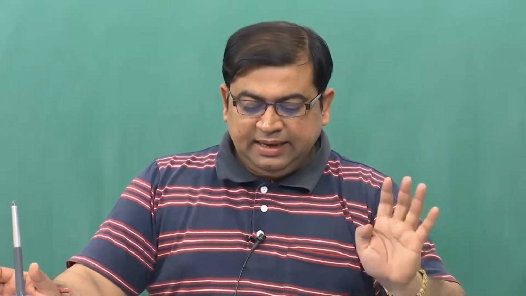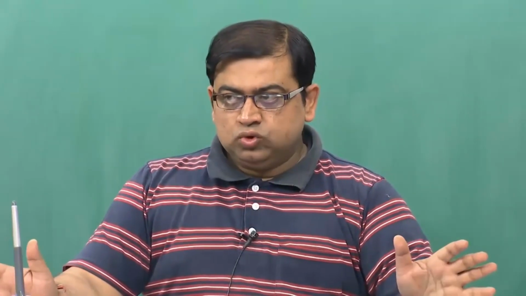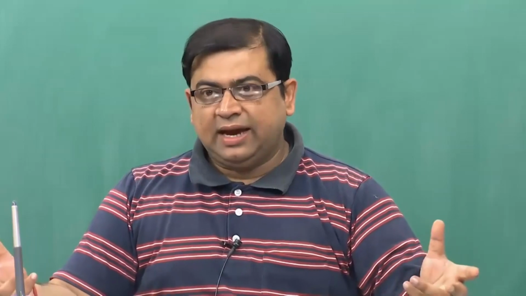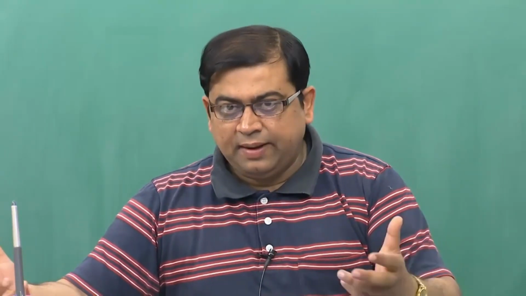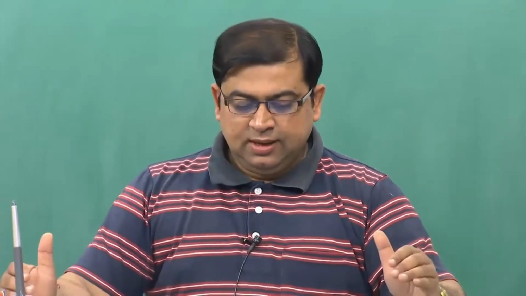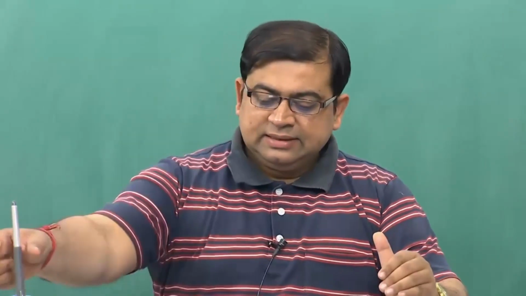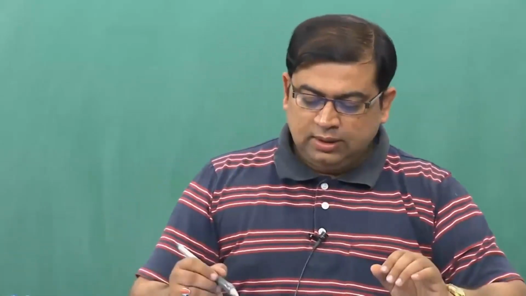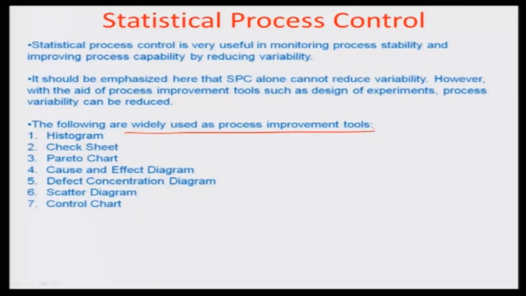So there are mainly 7 different tools which are used, and this use is more about how to represent statistically the measured output in a manner so that it comes quickly to the eyes of the control management of the particular process, okay. So these are known as the 7 tools of quality control, and they are widely used as process improvement tools.